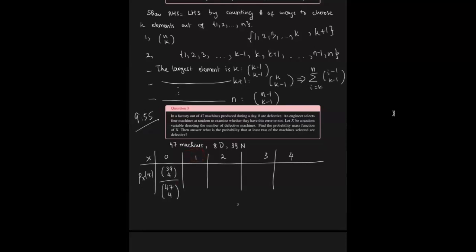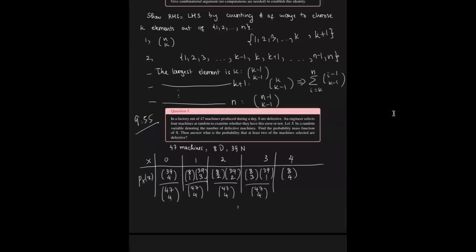X equal to 1, we want 1 defective. So out of the defective, we choose 1, and out of the non-defective machines, we choose 3. X equal 2 means that we want 2 defective items. X equal 3, we want 3 defective. X equal 4 means that we want all defective items.